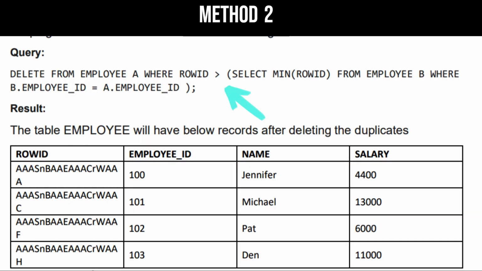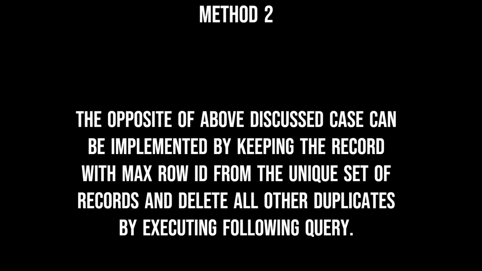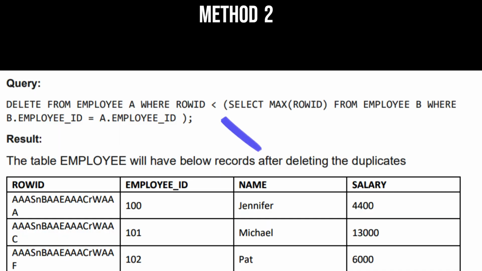In the following query, we are comparing the row IDs of the unique set of records and keeping the record with min row ID and deleting all other rows. The opposite of the above discussed case can be implemented by keeping the record with max row ID from the unique set of records and deleting all other duplicates by executing the following query.